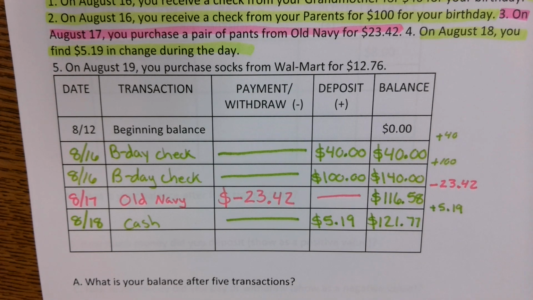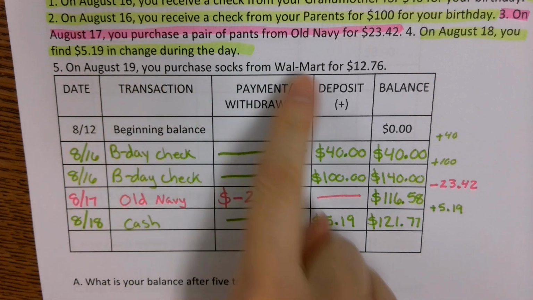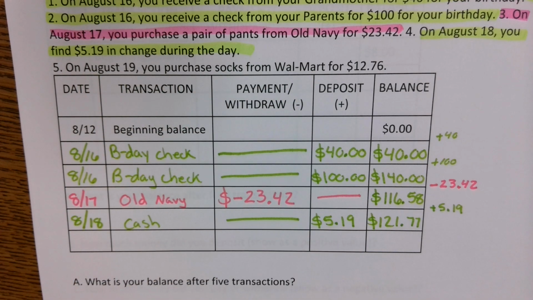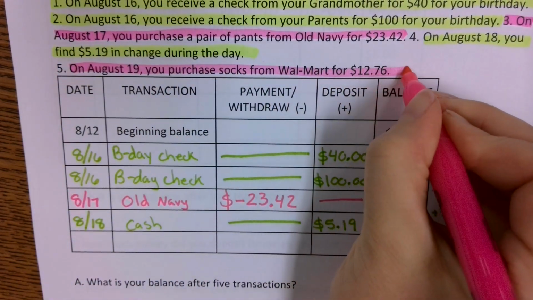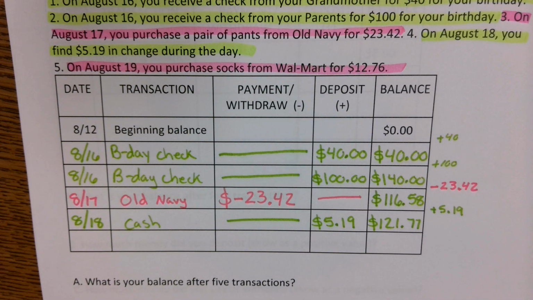Okay, then we have our last transaction on August 19th. You purchased socks from Walmart for $12.76. Those are some very expensive socks. That is a purchase. Again, it is a withdrawal or a debit that is happening from your account. So we're going to highlight that in our pink.